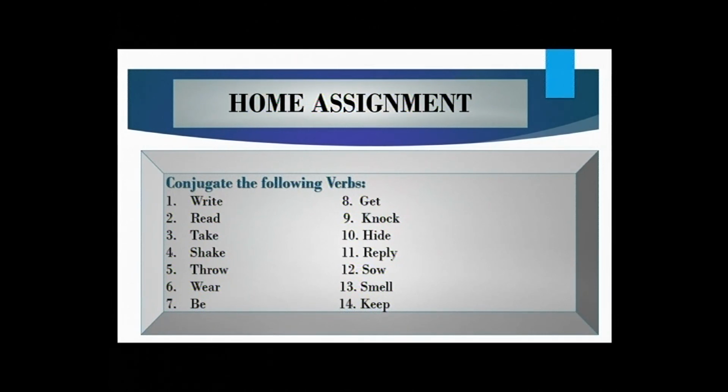So, write down all the forms of these verbs, right? Note down these in your copies and get these checked from your teachers. So, this was your topic for the day. We have finished the past and present tenses with all the 4 aspects. In further classes, we will do future tense and its forms.